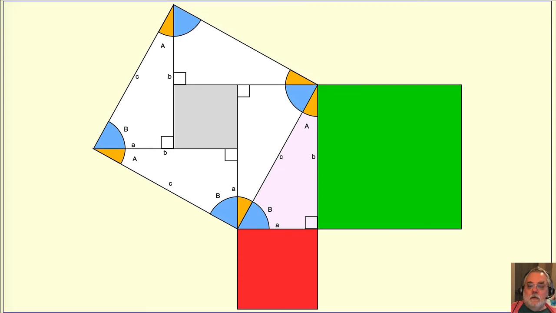What's next? The four triangles don't completely cover the gray square. A small square at the center is left over. What size is it? Looking at the triangles, we see that the sides of the small square have length B minus A.